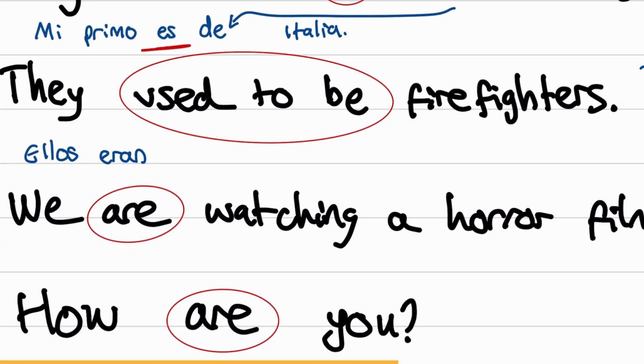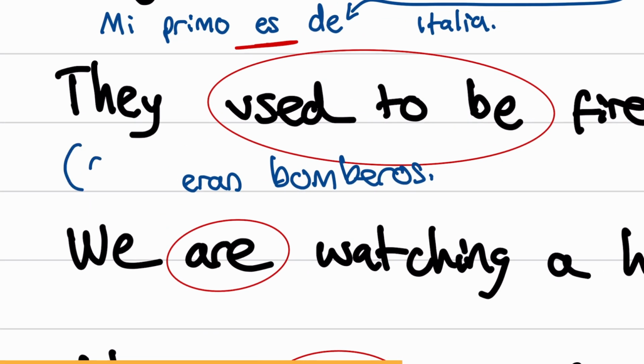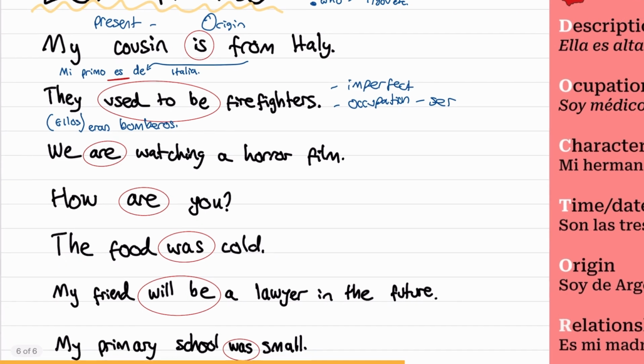And the word for firefighters, bomberos. This is a job title, bomberos. So ellos eran bomberos. We don't need the ellos there, so I'll put it in brackets. You don't need it, depending on if you have like mis padres or something beforehand. But yeah, eran bomberos is the main bit there. Used to be firefighters.